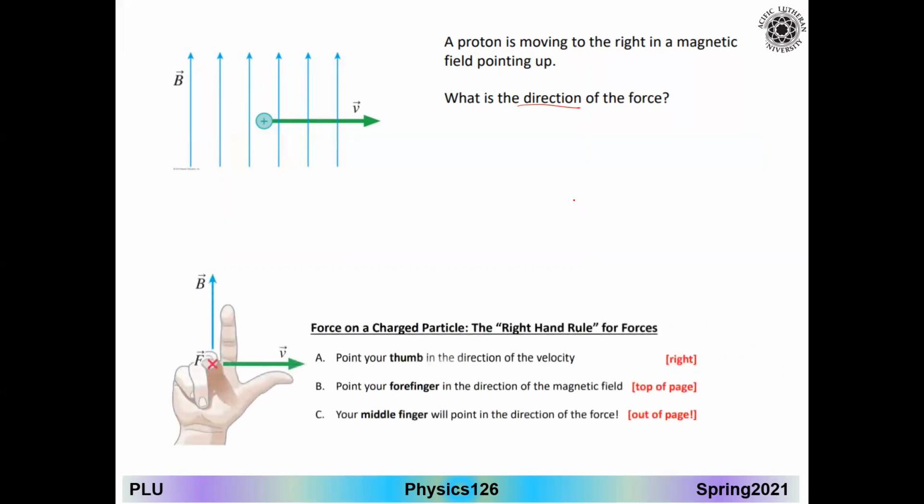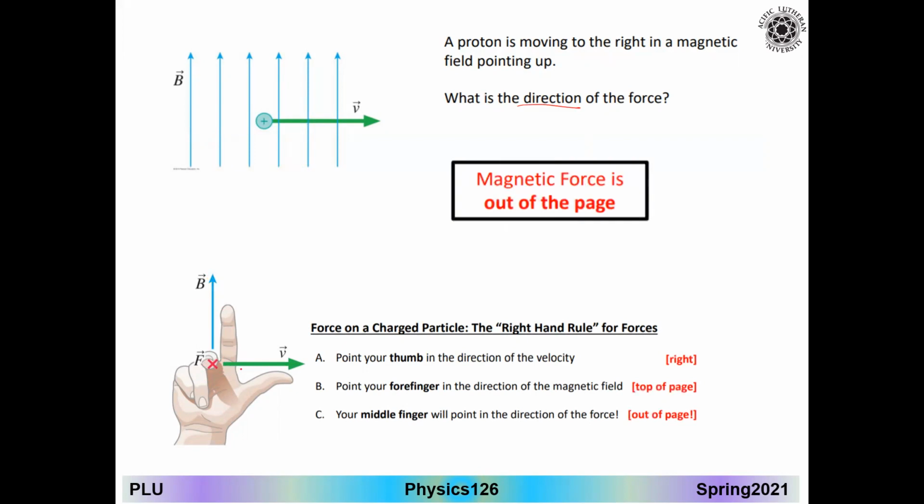So here is the right hand. If you apply it in that case, velocity with the thumb, my four fingers go up toward the magnetic field. Now I end up with my fingers pointed out of the page. So we can say the magnetic force is out of the page.